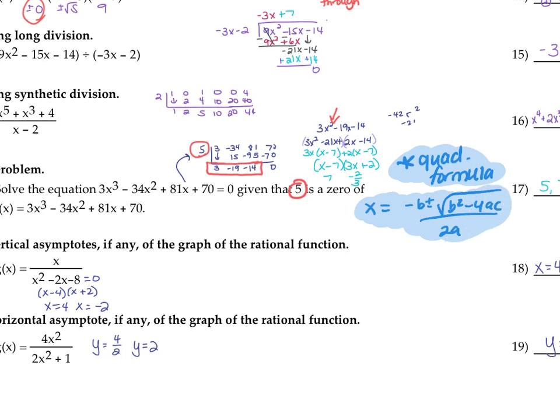So midpoint, distance, circle, quadratic formula. Negative b plus or minus the square root of b squared minus 4ac, over 2a.